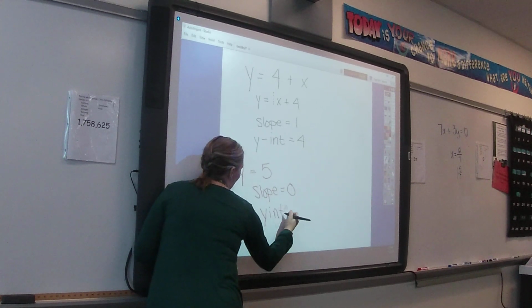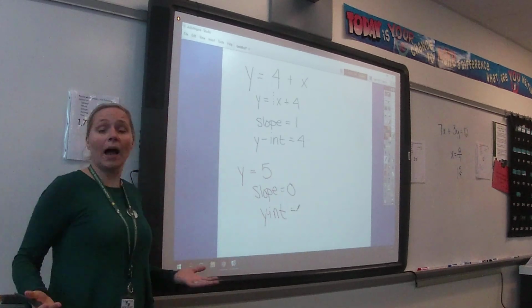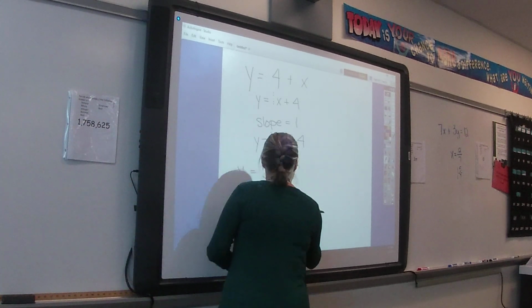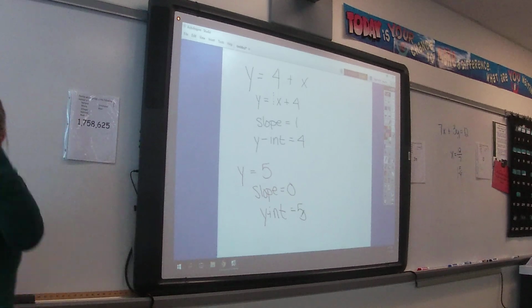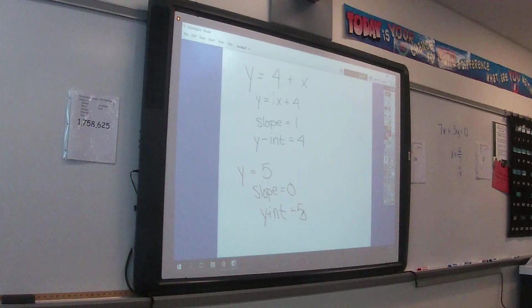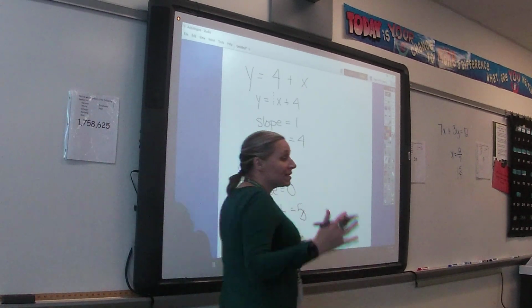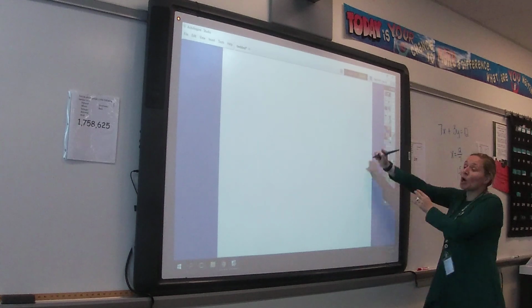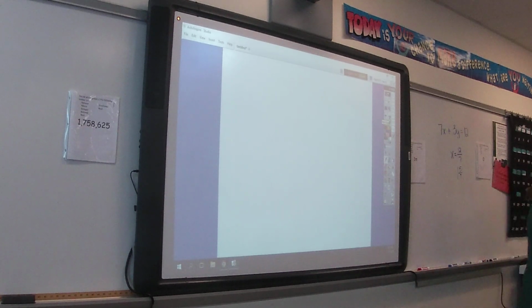And what's our y-intercept going to be? 5. Thumbs up, thumbs down. Where do we feel about that? We're good? We're somewhere in this range from here to here? Okay. So that's the easy part. The easier part is finding our slope and our y-intercept.